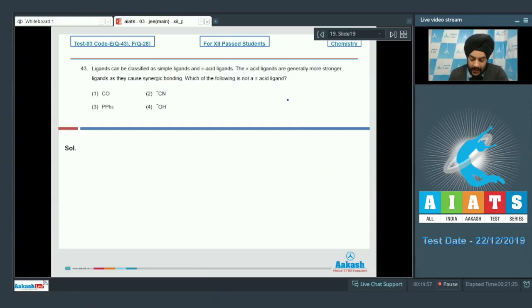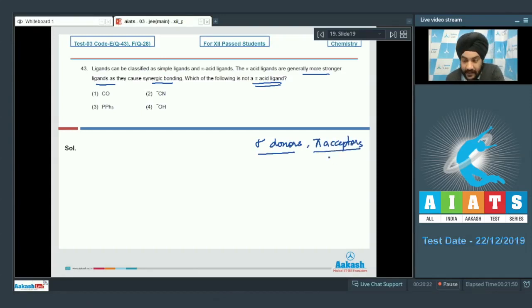Question number 43. Ligands can be classified as simple ligands and pi acid ligands. The pi acid ligands are generally stronger ligands as they cause synergic bonding. Which of the following is not a pi acid ligand? Okay. So students, if we talk about these pi acid ligands, they are generally sigma donors, and they are pi acceptors. So due to this sigma donation and pi accepting tendency, students, they act as strong field ligands.